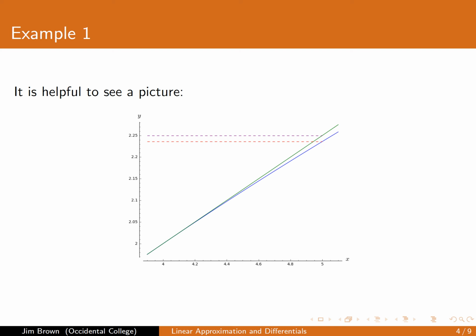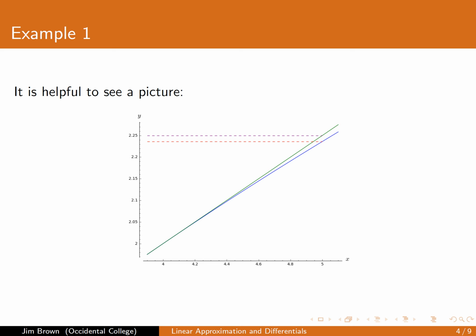So here we've zoomed in some. Notice with the scaling on the x and y axis, we've zoomed in quite a bit. And now you can see the difference here. The red dotted line here, that's the exact value of y equals f of 5, so square root of 5. And the purple value there is the value of L of 5, which was 2.25.